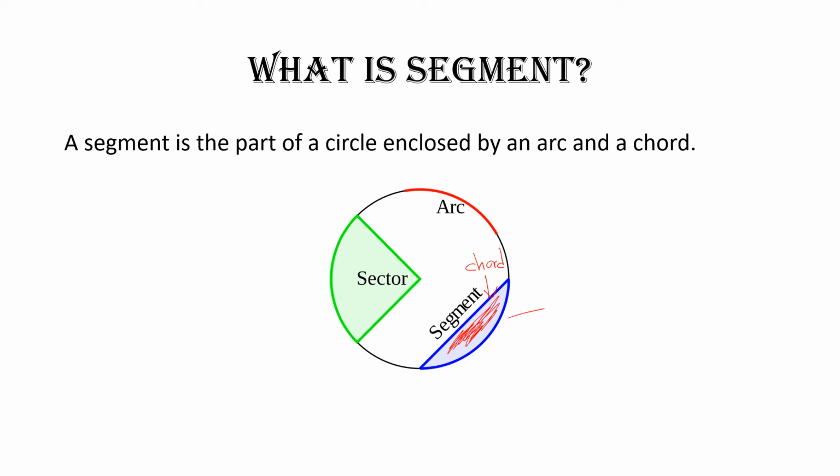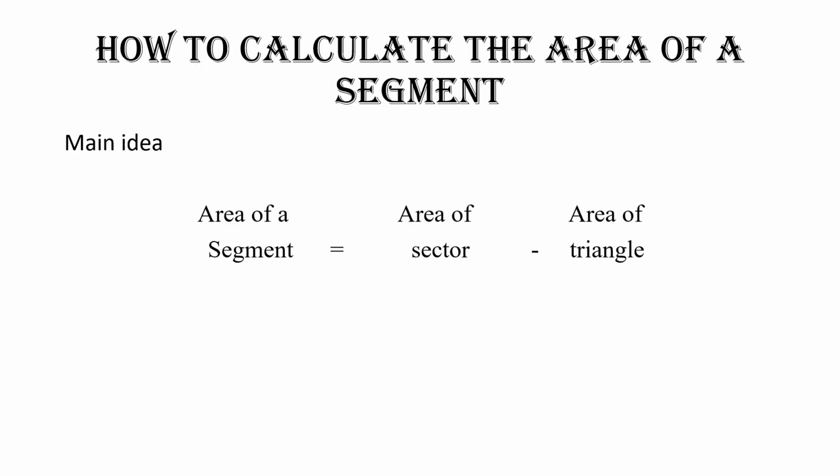And of course, on Friday, we looked at the whole concept of an arc. So this here would be our arc. So that will give us a segment, a space enclosed by a chord and an arc. How do we go about calculating the area of a segment? This is basically the explanation. So this is the main idea.